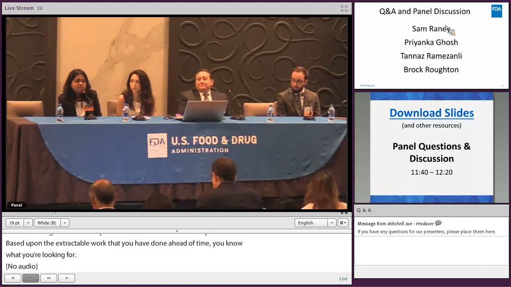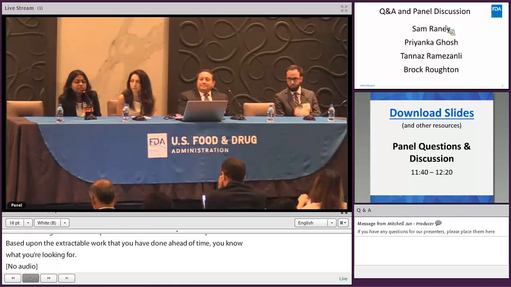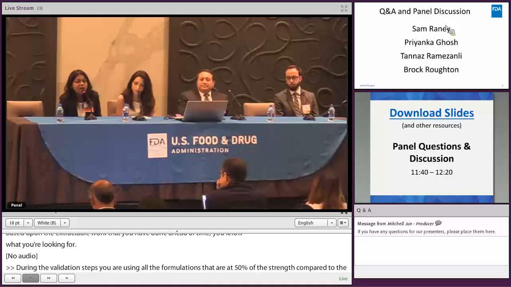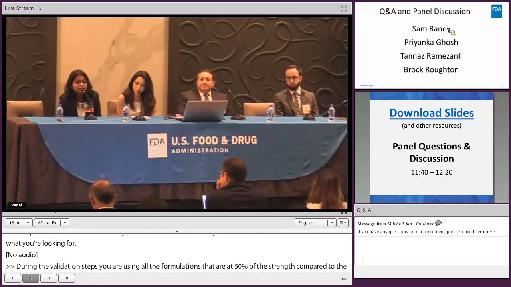During IVRT validation, the general expectation is that you are using altered formulations that are at 50% of the strength compared to the reference strength, the actual strength of the test product, and then at 150% of the strength. Specifically on the higher side, we recommend that you don't go beyond the 150% strength, because we have seen some examples where a product has a 200% strength, or say, for example, for an acyclovir topical cream, a 10% cream is being used to validate the study.